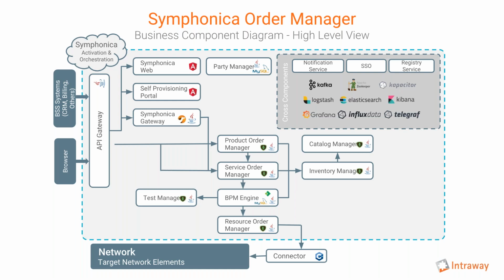Symphonica Orchestrator supports the abstraction of the BPM flows for the resources where they will be executed. This way, the BPM flows are executed using connectors that support different protocols depending on the network element's capabilities. The different components of Symphonica are aligned to the entities and domains defined in TM Forum Framework X.